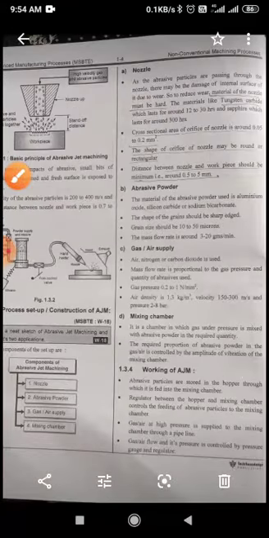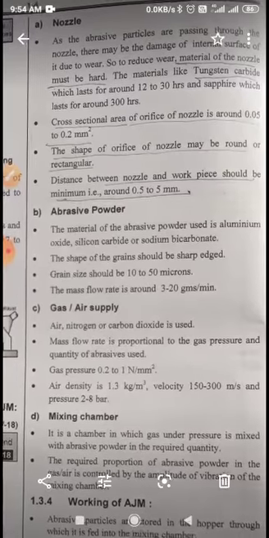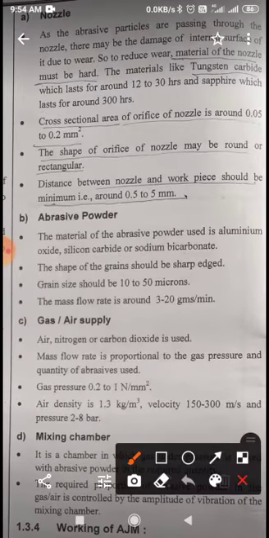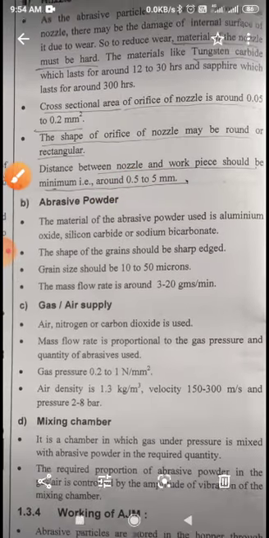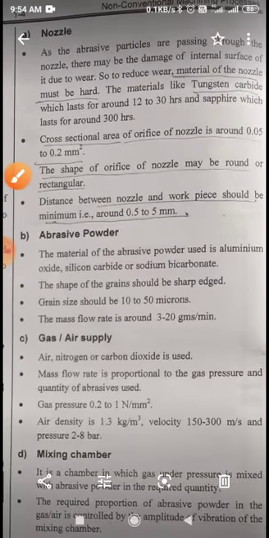Let's see then what is the nozzle, and of which material it is made. As the abrasive particles are passing through the nozzle, there may be damage of the internal surface of the nozzle.